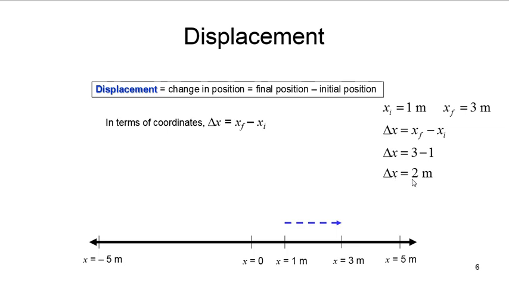His displacement is 2 meters. He ended up 2 meters to the right, in the positive direction, from where he started. He ends up 2 meters to the right of where he started. That's what delta x equals 2 meters means.